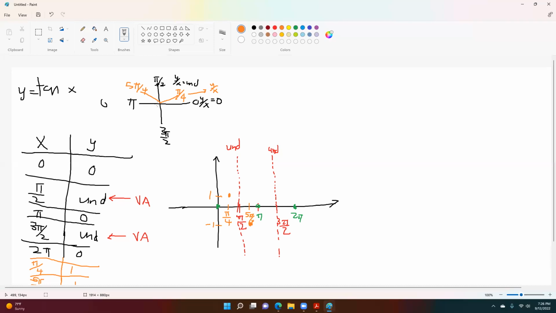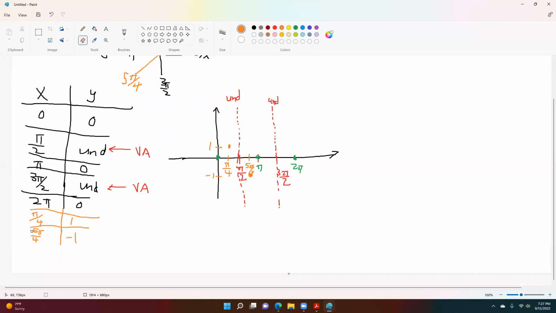And then what happens to the other one, which is 7 pi over 4? Oh, sorry. My bad. I got this all mixed up. This is not 5 pi over 4. This is 3 pi over 4, right? And this is not 7 pi over 4. This is 5 pi over 4. That's what happens when you get sick. You forget all this. So this is 3 pi over 4. Sorry, my bad.